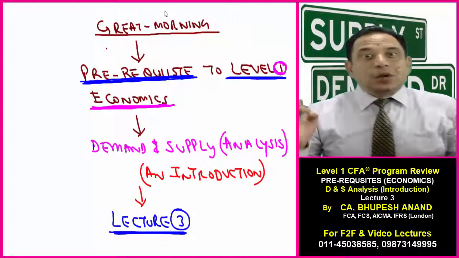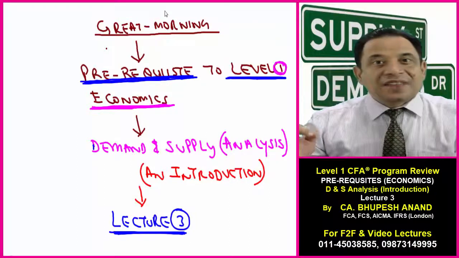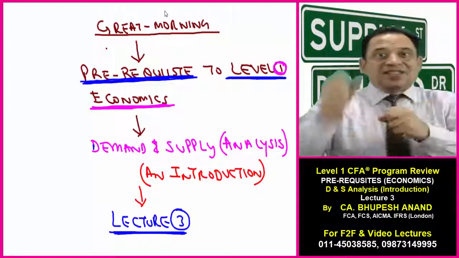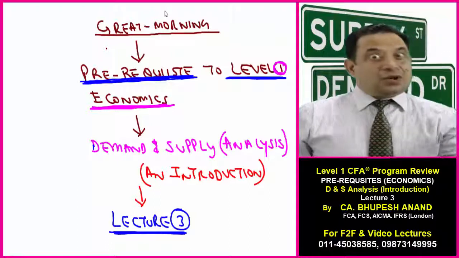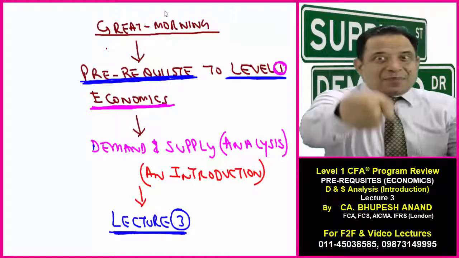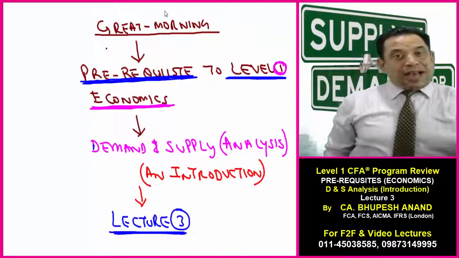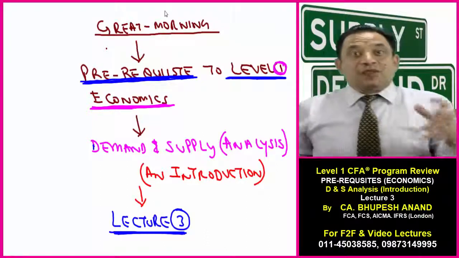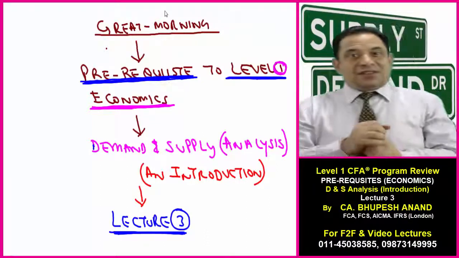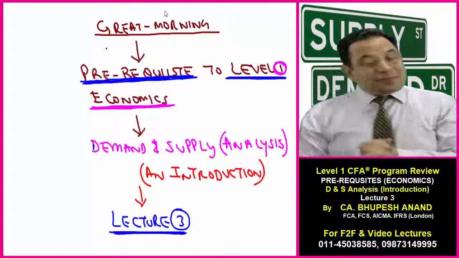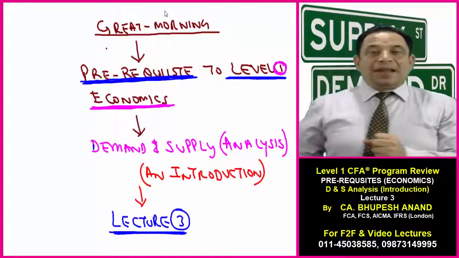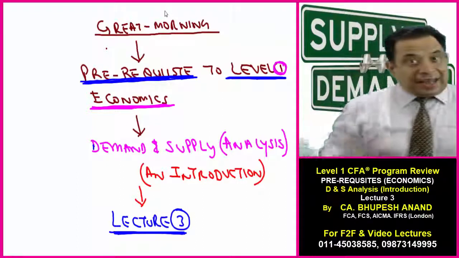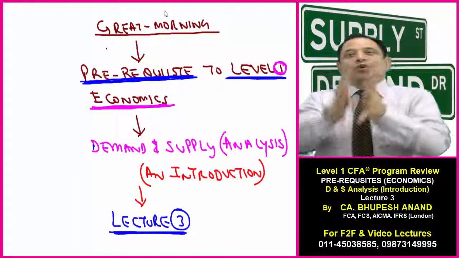We are doing prerequisite for CFA level 1 economics. It means for doing the main study sessions, you should be aware of some basic knowledge, and I am giving you a basic knowledge. We have already seen in the last 2 lectures what the different types of markets are, what is factor market, what is product market, what is capital market, and then we have seen the difference between value, price and cost. And in lecture number 2, I told you about demand.